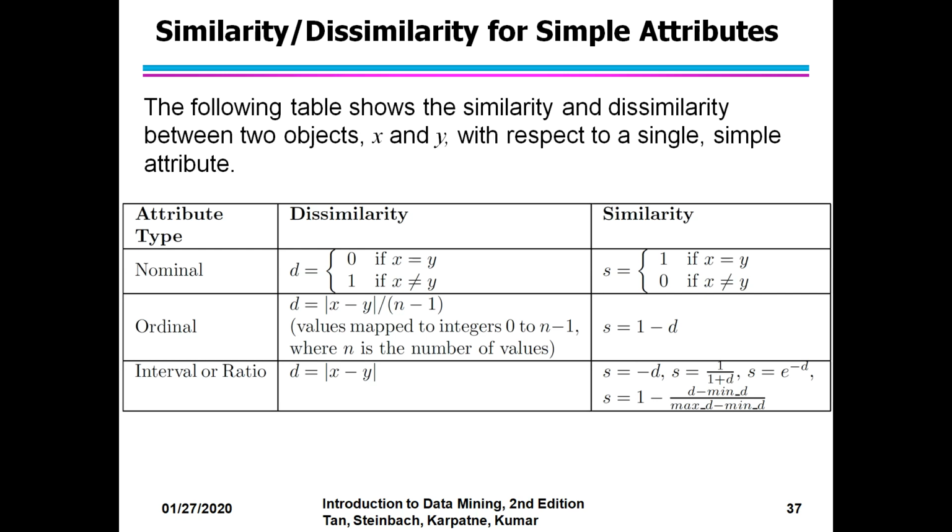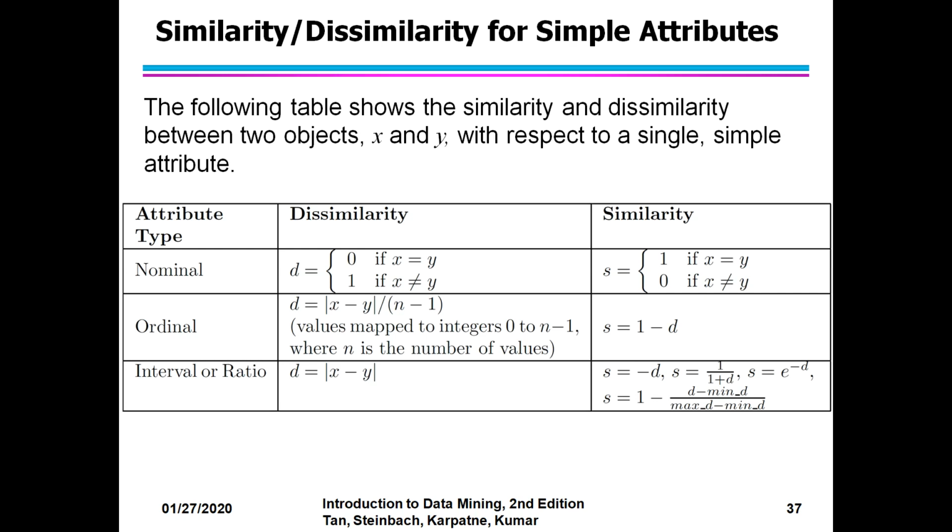Here we are taking the attribute types: nominal, ordinal, and interval or ratio. For nominal, d is equal to 0 if x is equal to y, and d is equal to 1 if x is not equal to y. This is the dissimilarity measure. The similarity measure is the opposite of that: s is equal to 1 if both x and y are the same, and s is equal to 0 if x and y are not the same.